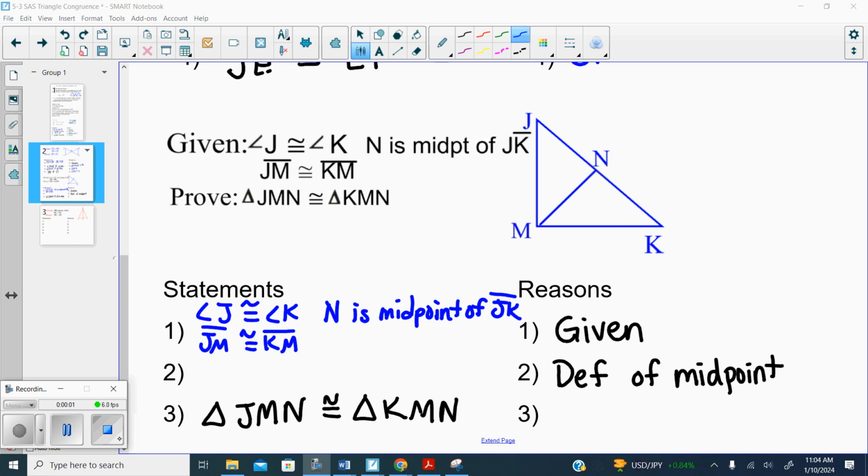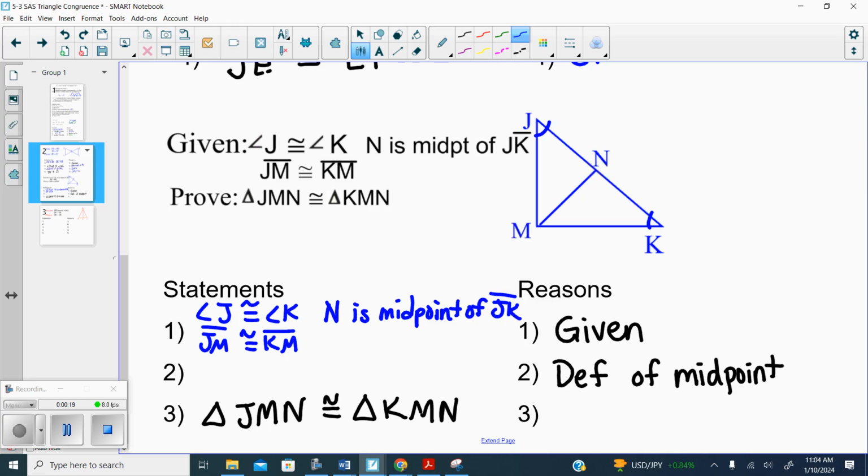Angle J is congruent to angle K. So I'm going to go ahead and mark those. The one thing that I am noticing, the one thing that students are struggling with, is marking their picture. I promise you, if I stop to help you, if I stop to answer your question, the first thing I'm going to make you go through is mark your picture.